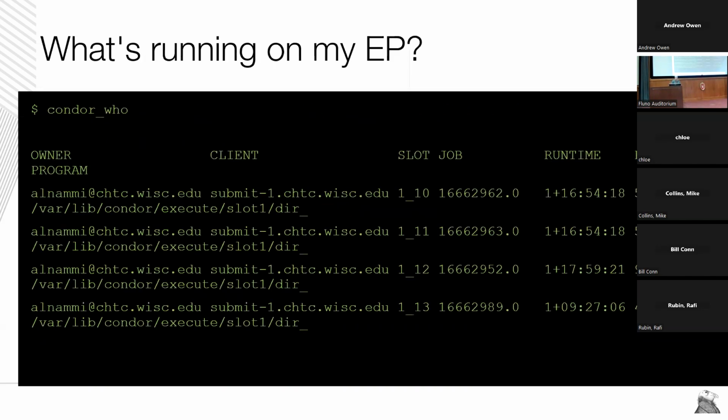The condor_who command will show you what's running on your EP. Again, I think this is a very underutilized command. You run condor_who on your EP, and it'll show you all the jobs that it knows about, their job IDs, how long they've been running, and their PID, not that you should ever kill them.